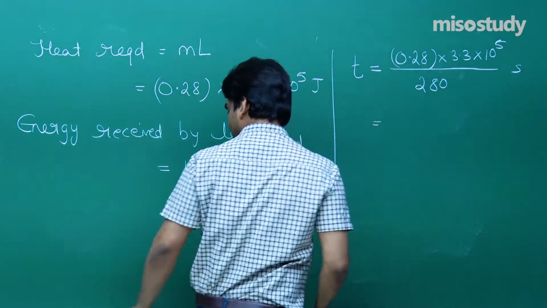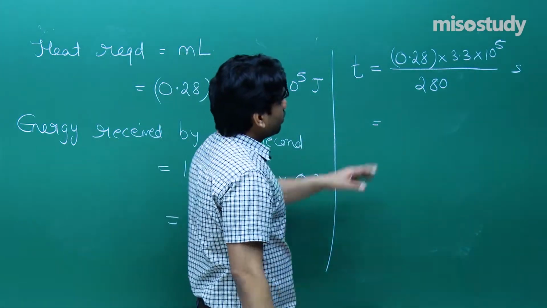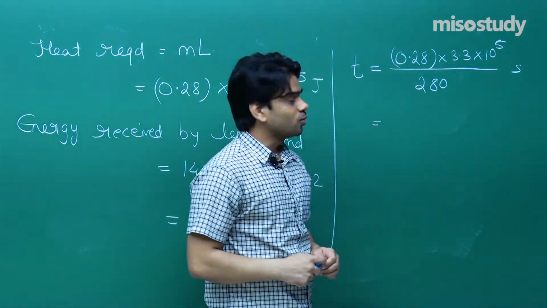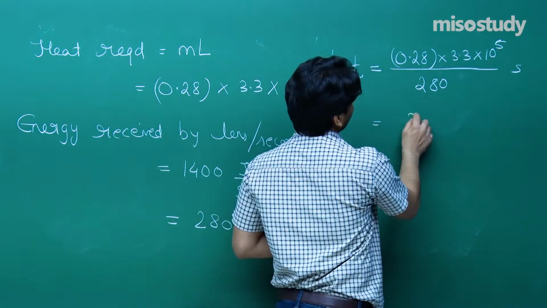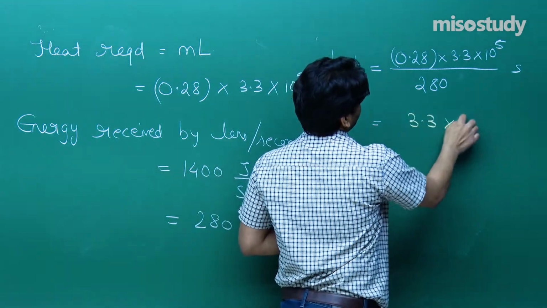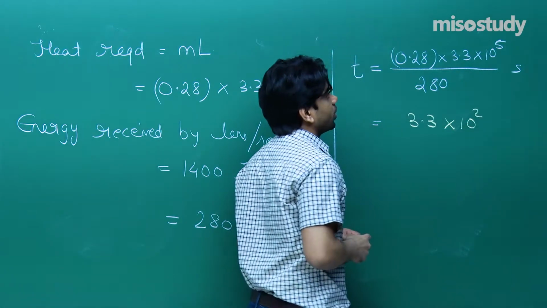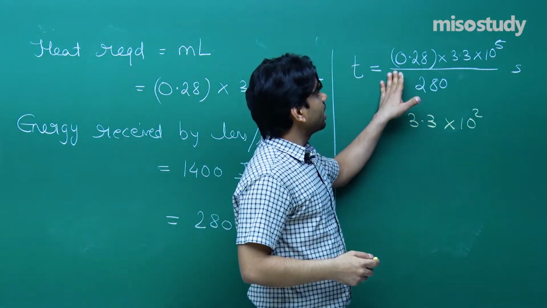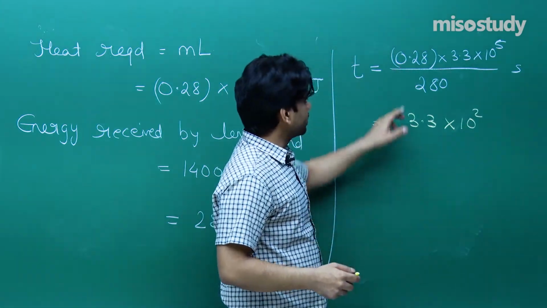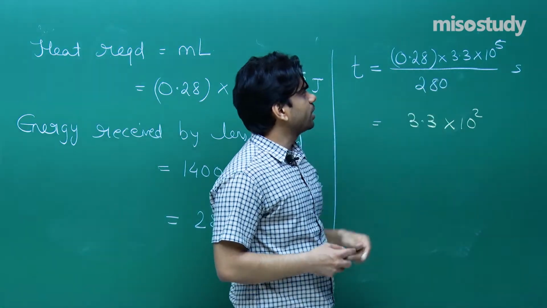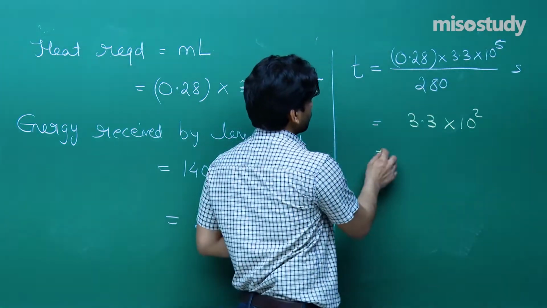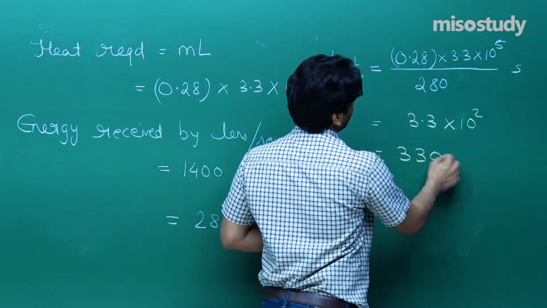So finally the answer will turn out to be 0.28. If you do that, you get 1 upon 1000, you will get 3.3 into 10 to power 2. This is what you are going to obtain. This can be written as 0.2. Okay, yes, this will get 100,000 times, and here you will be getting 3.3 into 10 to power 2. This comes out to be 330 seconds.